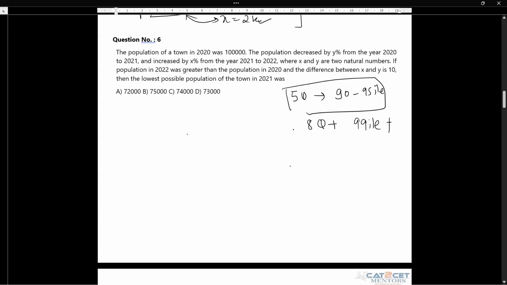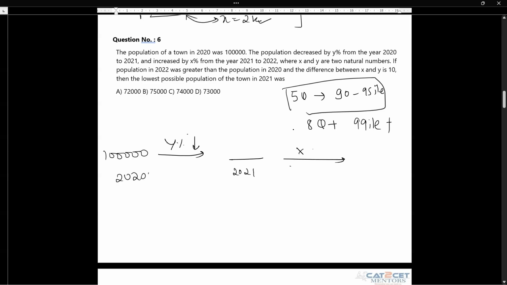This is the sixth question. This is a percentage based question. You need to understand that when big numbers are given, no need to get scared. Just comprehend the question, right? There was this population in 2020. This population got decreased by Y%, and some population was there in 2021.